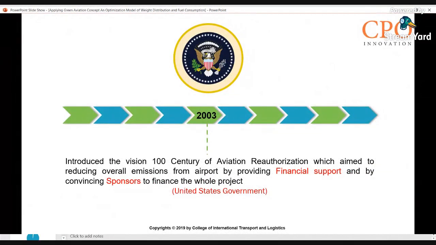In 2003, the United States government launched the Vision 100 Century of Aviation Reauthorization, which aimed at reducing the overall emissions of airports by providing financial support to these airports and to the national airlines, and by convincing sponsors to finance the whole project as well. So they are trying to get the different players in the aviation sector more keen, more excited on investing their money in replacing the old planes with new modern planes with better engines and fewer emissions, and to invest more in optimizing their day-to-day operations.